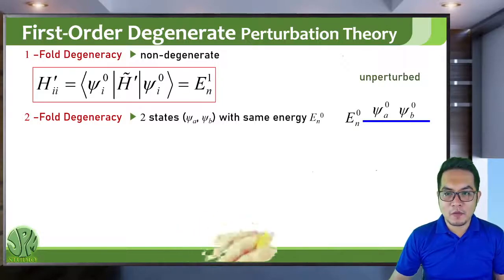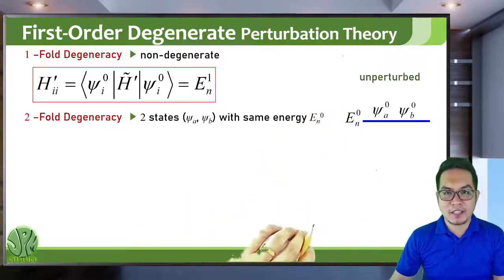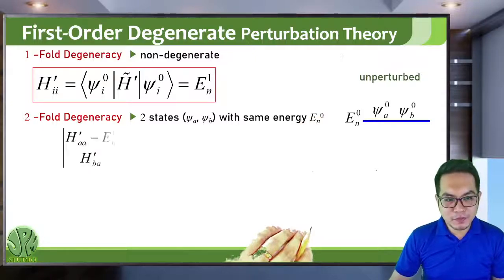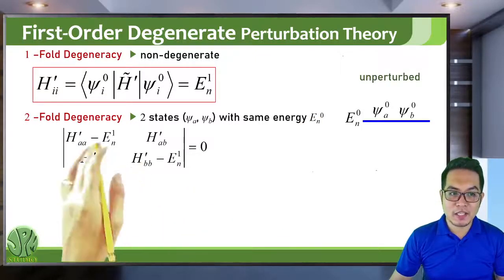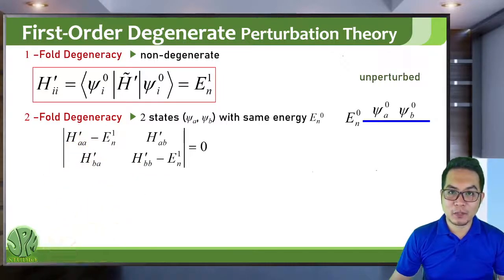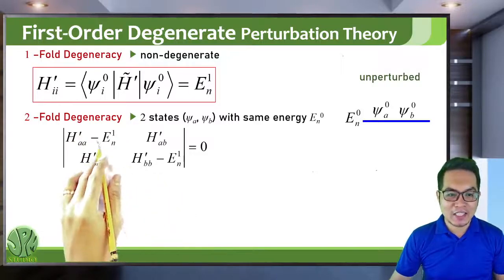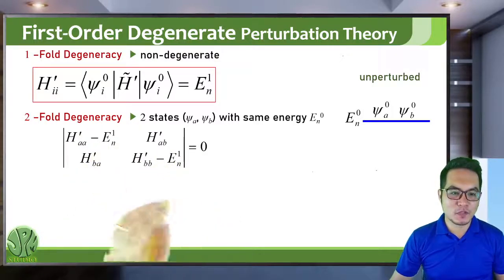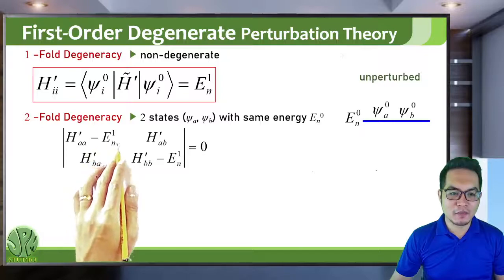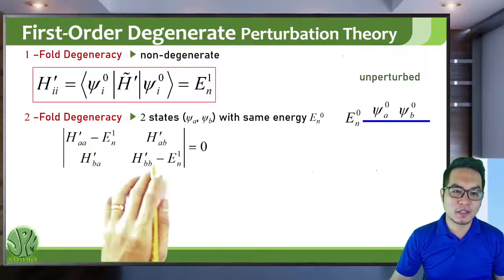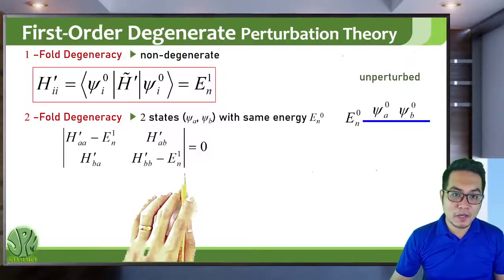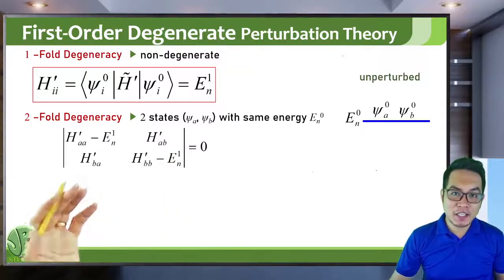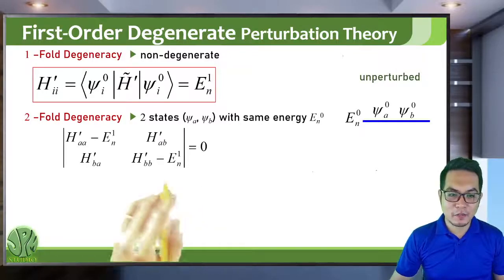Now, if you subject this system to a perturbation, then you will have the perturbation matrix. Since it's twofold degeneracy, the perturbation matrix is a 2 by 2 matrix, and the characteristic equation will be given by this one. So you have HAA minus En1. Diagonal elements are subtracted by En1. Then you take the determinant of that, and in this case it's actually easy to take the determinant. It's just the basket method.